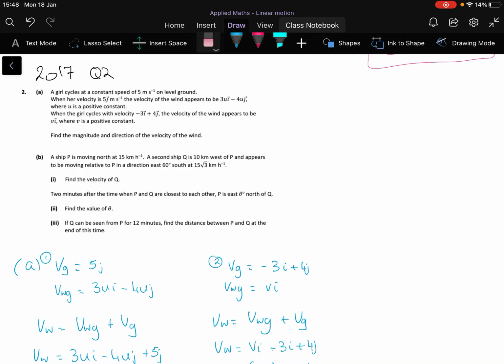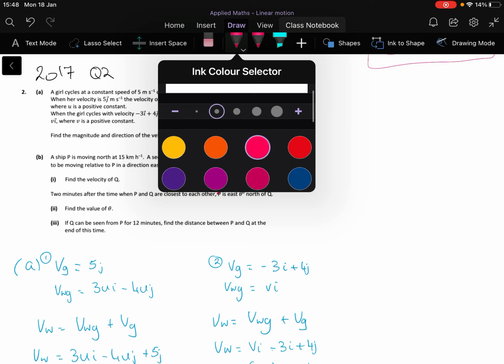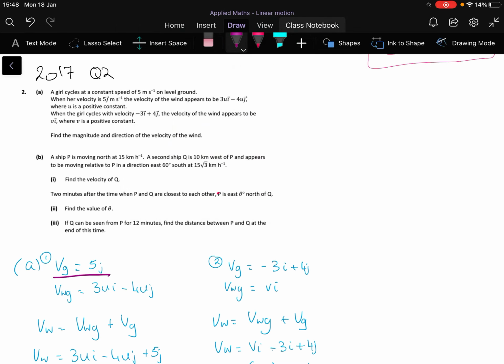So for this question here, the first piece of information we're given is that a girl cycles at a constant speed of 5 meters per second on level ground when her velocity is 5j. So that's what I'm going to write down first, that the velocity of the girl is going to be 5j. And I have that written here. So velocity of the girl is 5j.